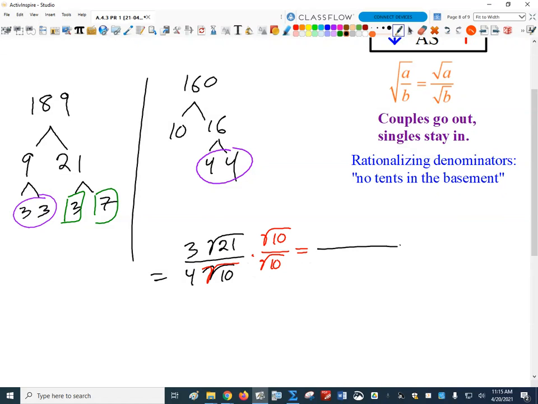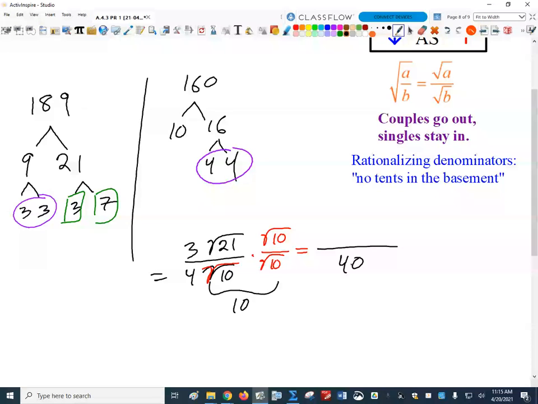And what are we going to get? 4 times, what's the square root of 10 times the square root of 10? 10. Right? Either you can think of it as the square root of 100, which is 10, or even better, the square root of 10 squared, which cancels the square root. So 4 times 10 is 40. Good. And then on the top, what do we get?